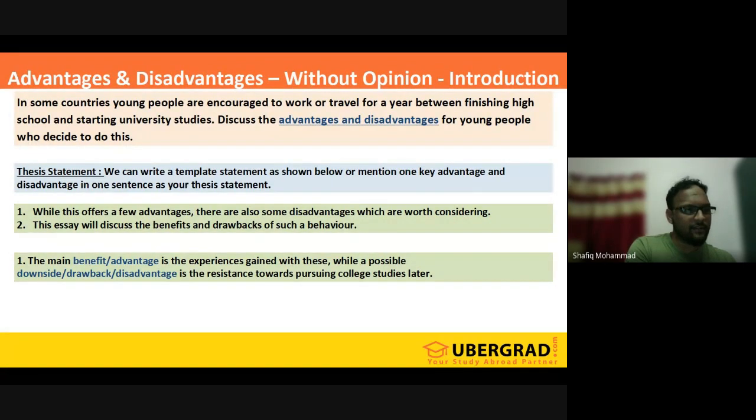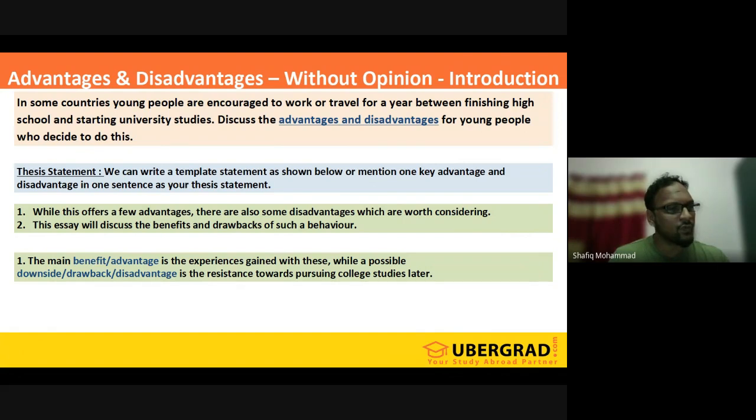Okay. I'll start reading. First one is Krina, right? Here in this essay: we can see that in some countries, young people are encouraged to work or travel for a year between finishing high school and starting university studies. Okay. So you have used some of the sentences and phrases, Krina. We want you to use paraphrasing. For university studies, you can use college studies. For starting, you can say beginning. Yes, before beginning the college studies, right?